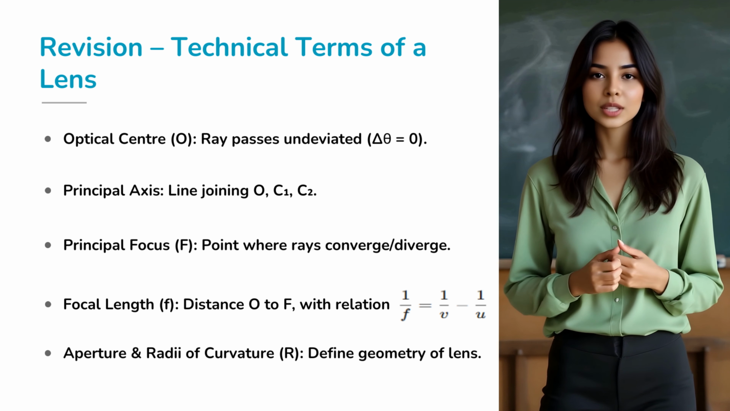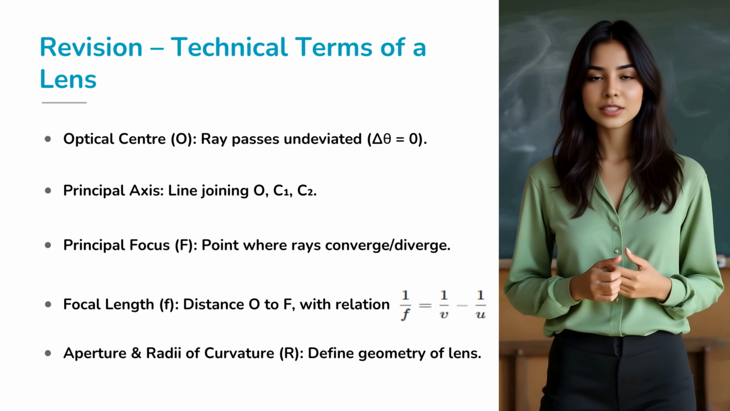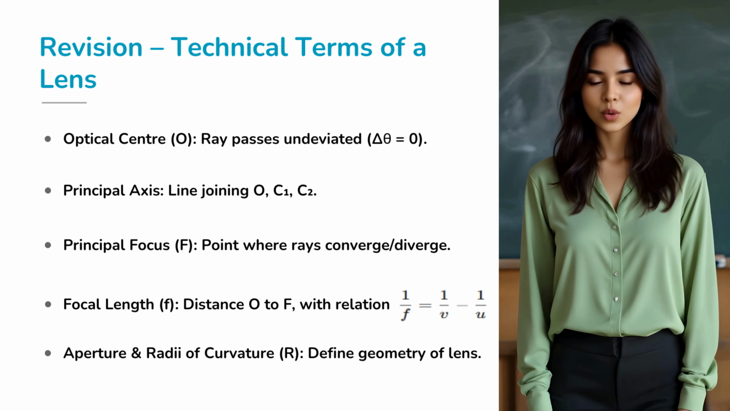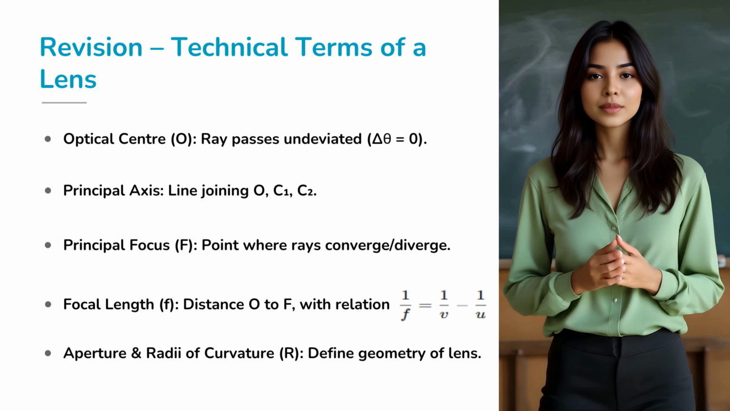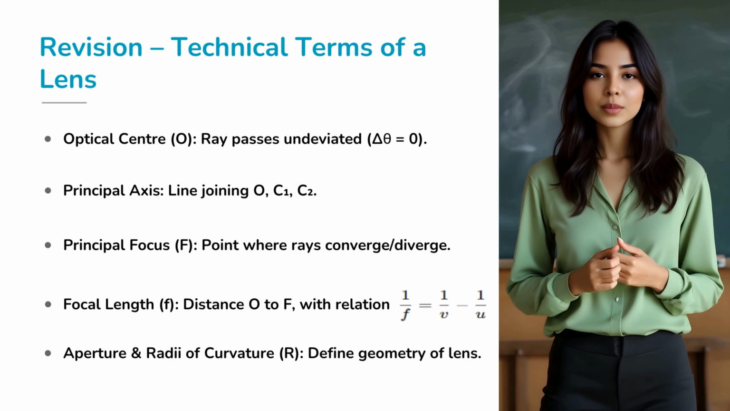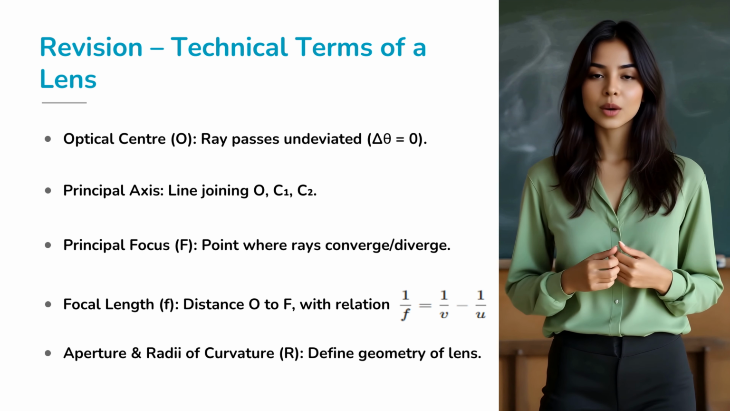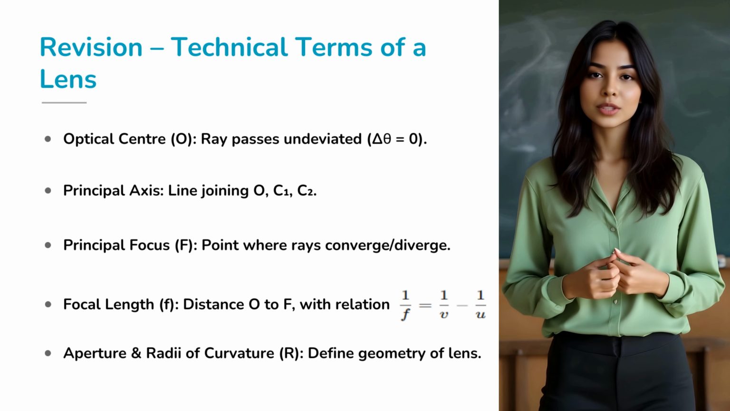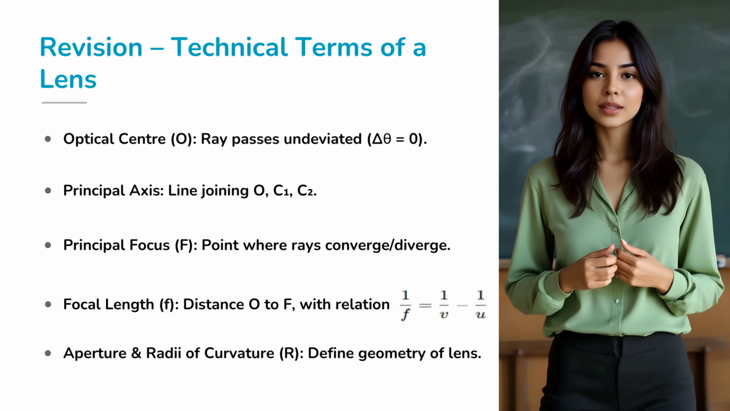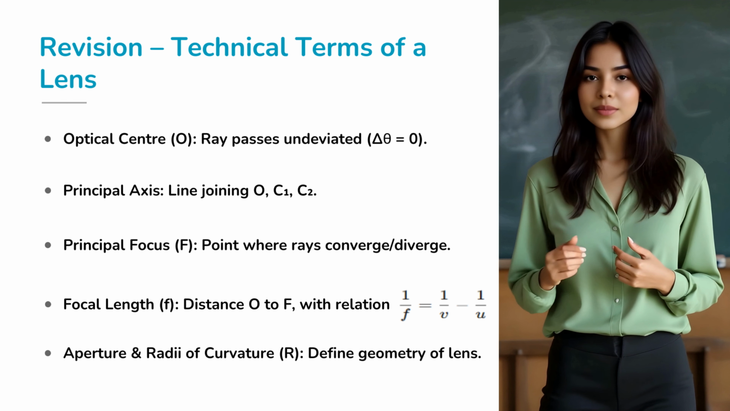Then we have the focal length F. This is the distance from the optical center O to the focus F. The key relation to remember is 1 by F equals 1 by V minus 1 by U. Without this formula, lens problems are like cricket without a ball. The game just can't be played.